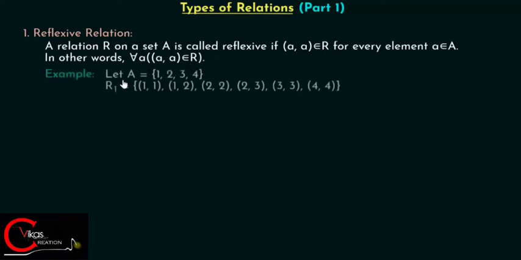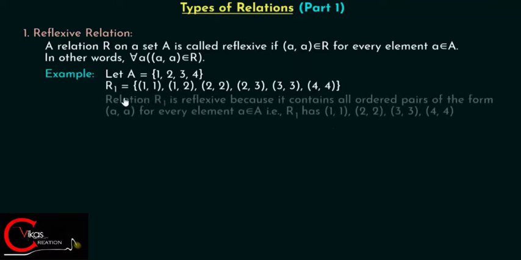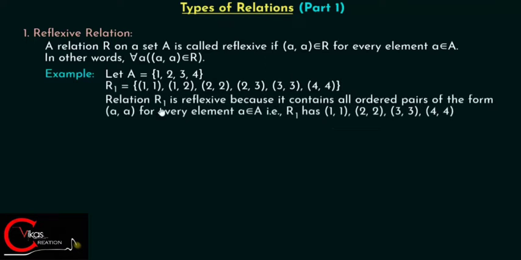Let's discuss one example. Let's say A is a set which consists of these elements, and we have a relation R1 which consists of these ordered pairs: (1, 1), (1, 2), (2, 2), (2, 3), (3, 3), (4, 4). These are all the ordered pairs inside relation R1. Relation R1 is reflexive because it contains all ordered pairs of the form (a, a) for every element a belonging to A. That means for every element inside set A, 1, 2, 3, 4, we have an ordered pair of the form (a, a). That is, we have all the ordered pairs (1, 1), (2, 2), (3, 3), (4, 4) inside relation R1. You can see that (1, 1) is there, (2, 2) is there, (3, 3) is there, (4, 4) is also there, right? Therefore, it is clear that R1 is reflexive.